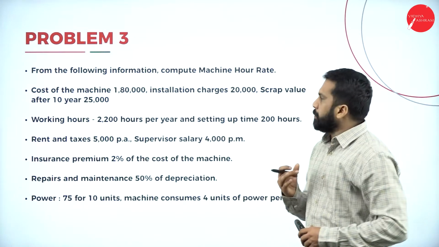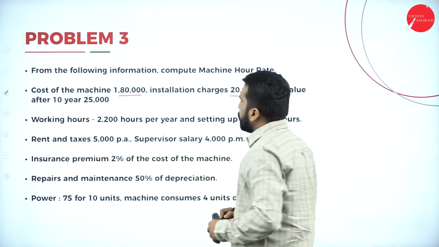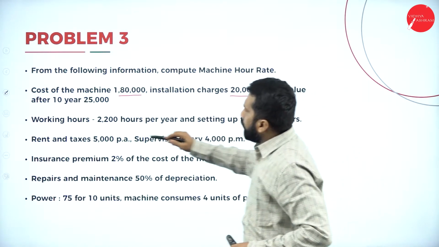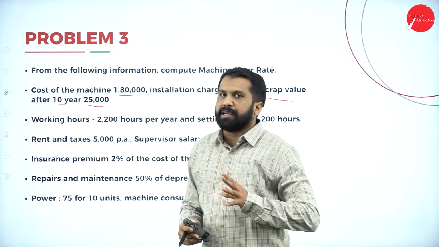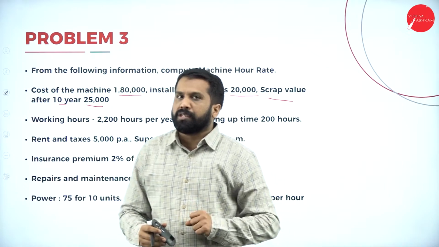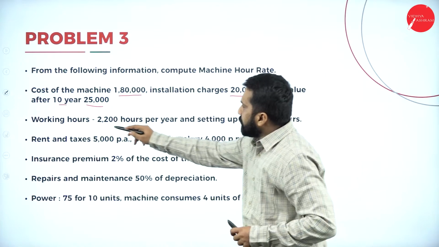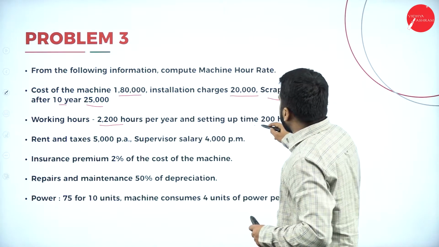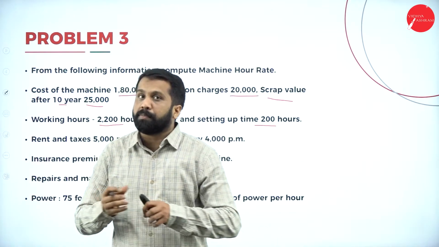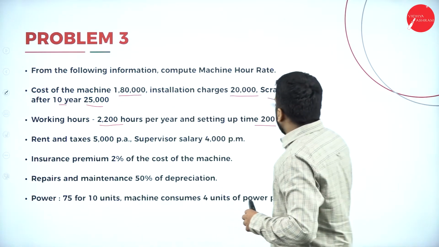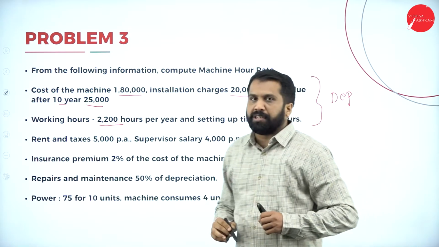Now, cost of the machine 1,80,000, installation charges 20,000, scrap value after 10 years is 25,000. This information is given. Why have they given all this information? To calculate depreciation. Now, working hours 2,200 and setting up time 200. As you know, whatever setting up time is there, we are supposed to minus. And up to this, all the information is to calculate depreciation.